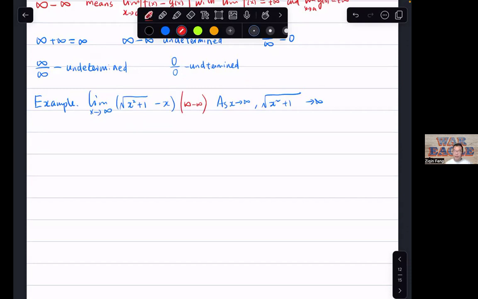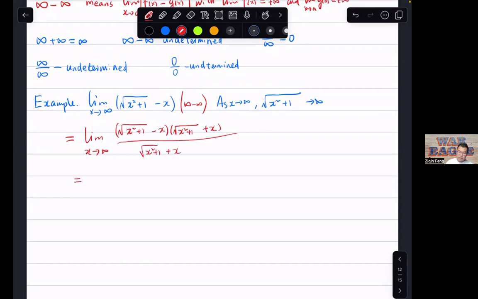If the output is finite numbers, how do we do that? One way is clearly to use a conjugate. We want to change this to something we are better at, like fractions. Conjugate: square root of x squared plus 1 minus x, times square root of x squared plus 1 plus x, over square root of x squared plus 1 plus x.